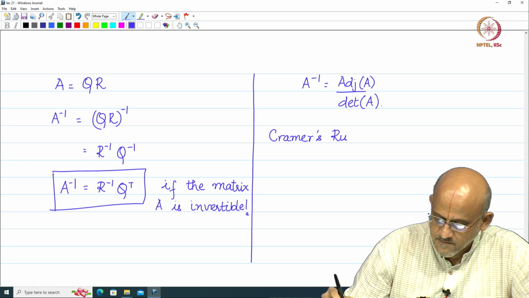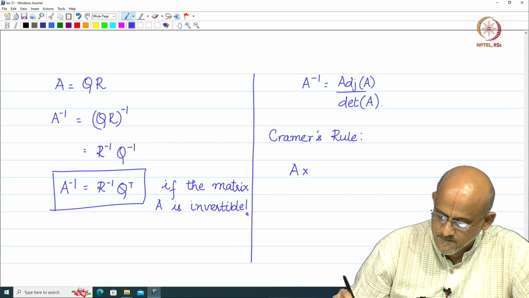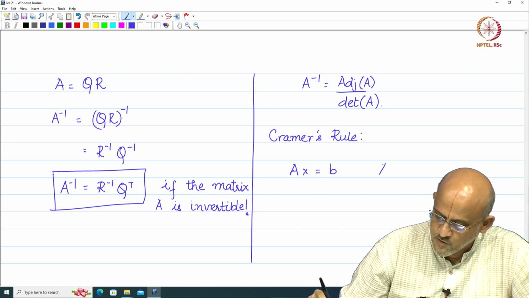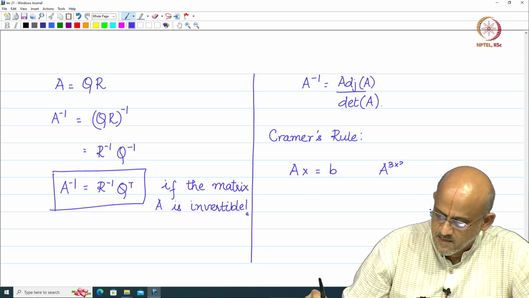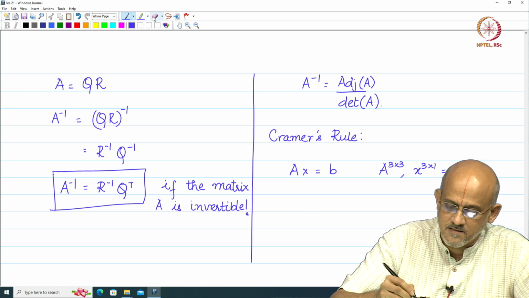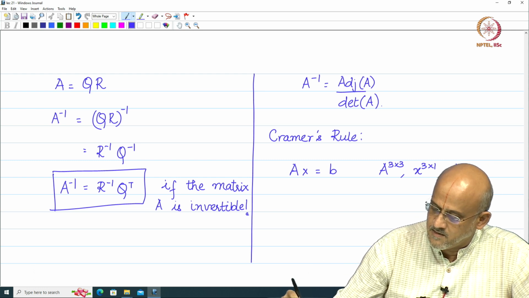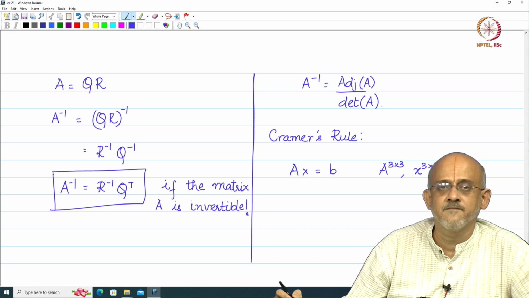Cramer's rule, what does Cramer's rule do? Suppose we have Ax = B, assume that A is a 3 cross 3 matrix, invertible, x we know it is a 3 component vector, and we have B which is basically another 3 component vector. So let us do this. B is also a 3 by 1 matrix.